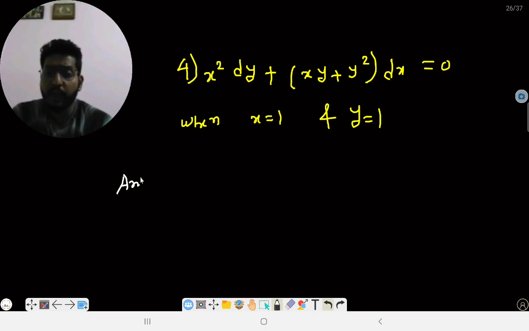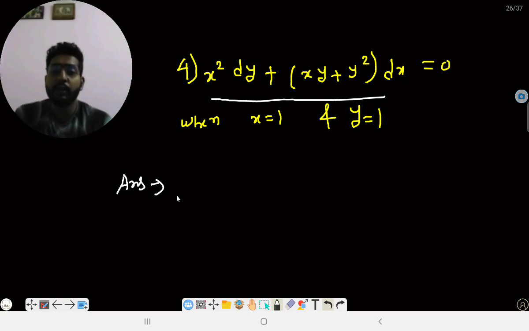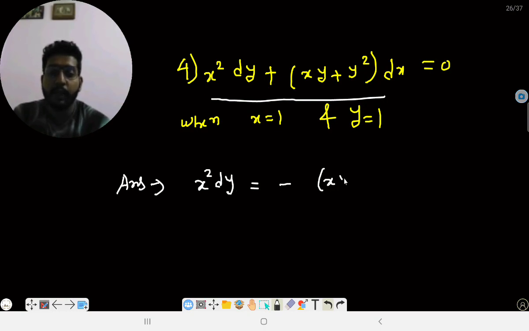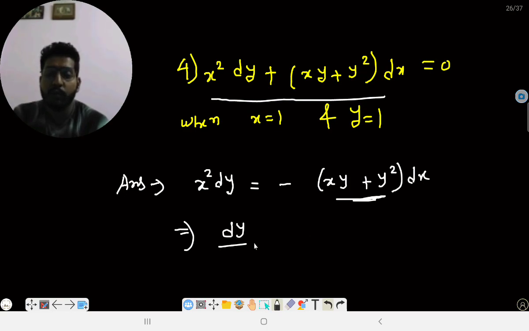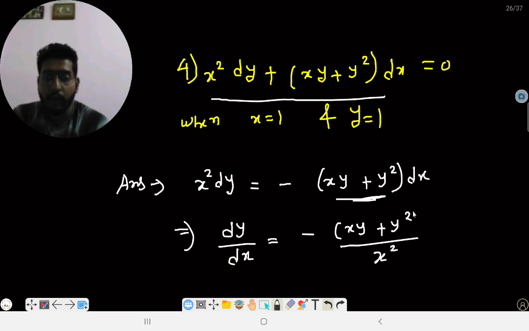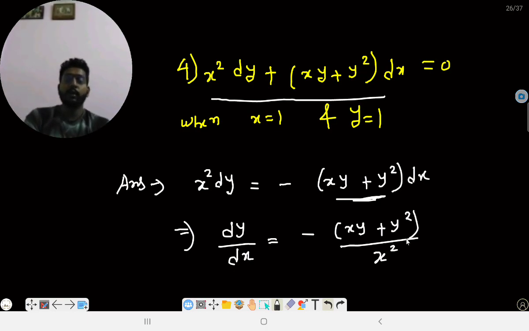Now again, how to solve this one? So this is the equation given. First you have to find dy dx. So x square dy equals minus xy plus y square dx. Now you can see one thing is common here, y only. If I find dy dx, it will become minus xy plus y square by x square, like this.